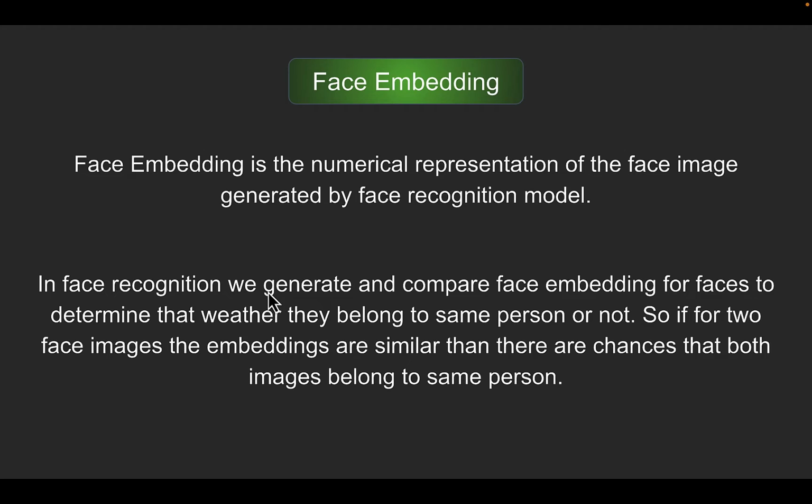And in face recognition, we generate and compare face embeddings for faces to determine whether they belong to the same person or not. So if for two face images the embeddings are similar, then there are chances that both images belong to the same person. So that is a basic overview of embedding: it is a float array representing that face.